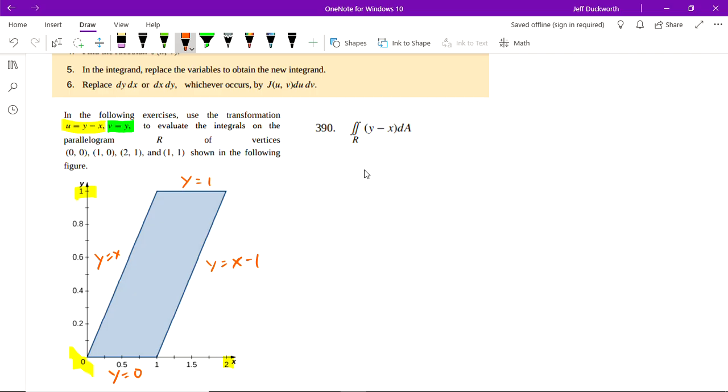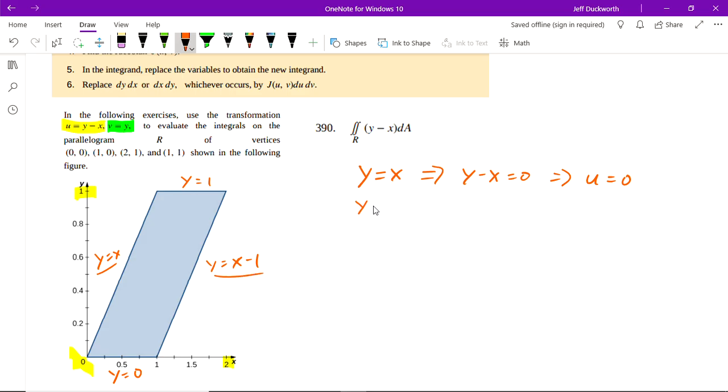So if we take y equals x, the first one we did, this is equivalent to saying y minus x equals 0. And now one of our transformations is the u, right? And u is y minus x, so this simply means u equals 0. All right, so we did this one. We're going to do this one here.